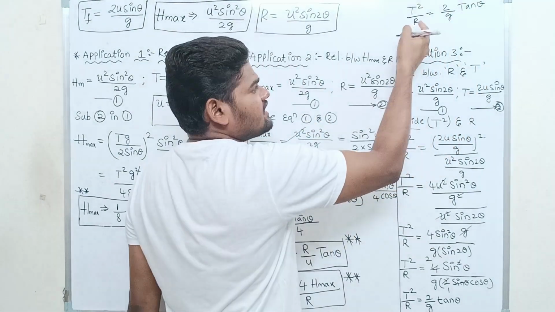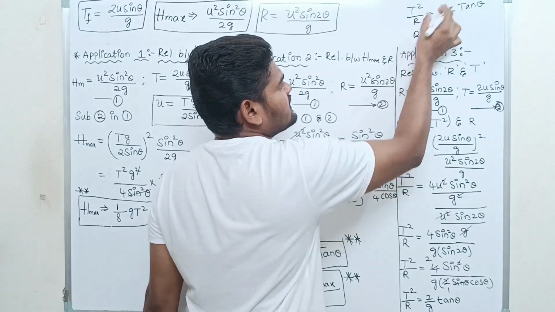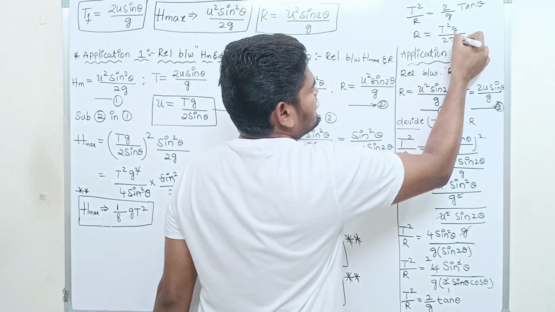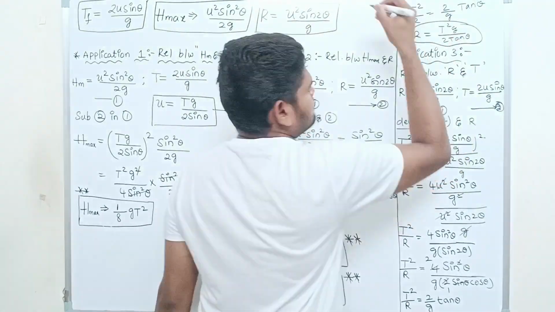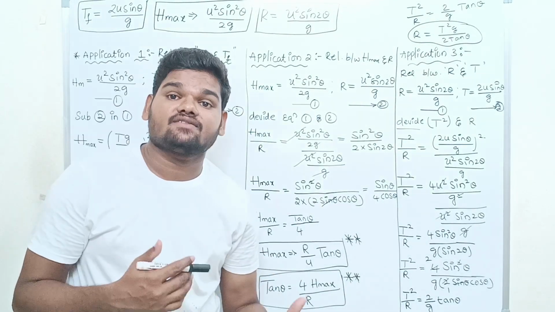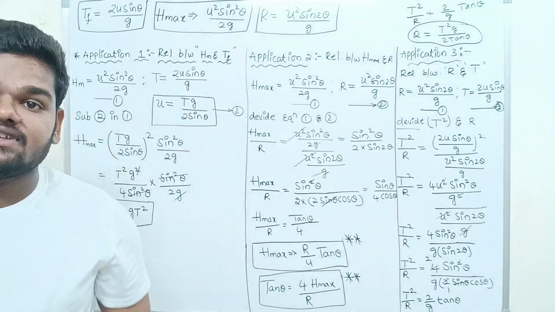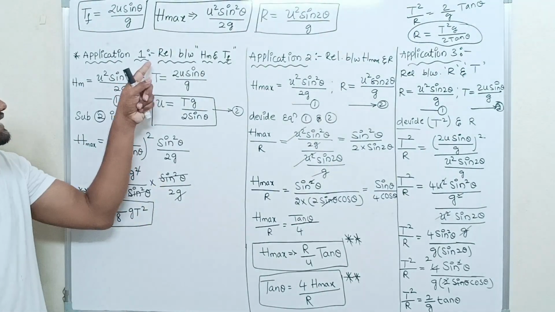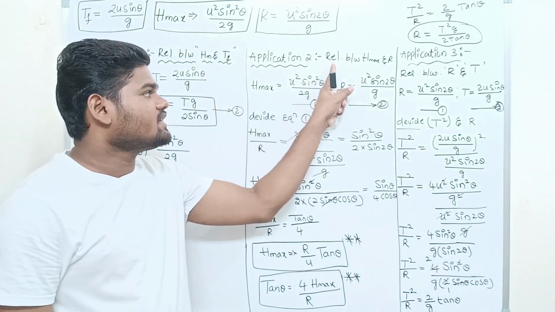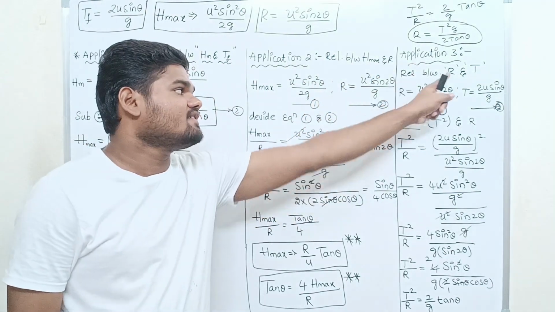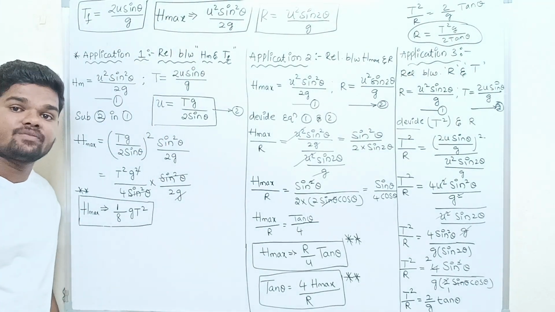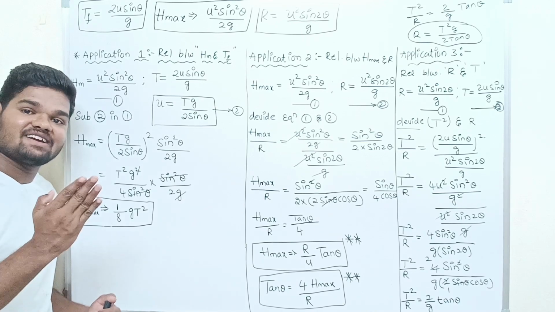If I want to write the equation for range, so range capital R is equal to what? If g comes to this side, it becomes t square g divided by 2 tan theta. So range is equal to t square g by 2 tan theta. Are you able to see the board? Okay, it is clear. So these are the three applications: relation between h and time of flight, relation between h maximum and R, and here we have relation between R and t. Pause the video and write the notes. 3, 2, 1, go.